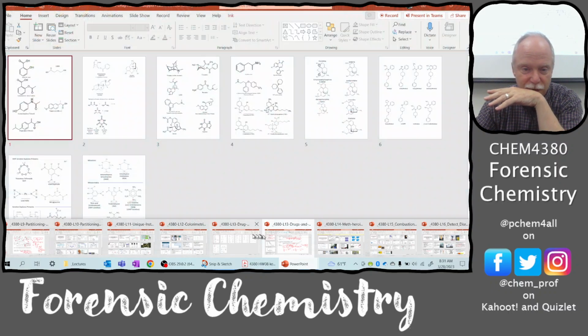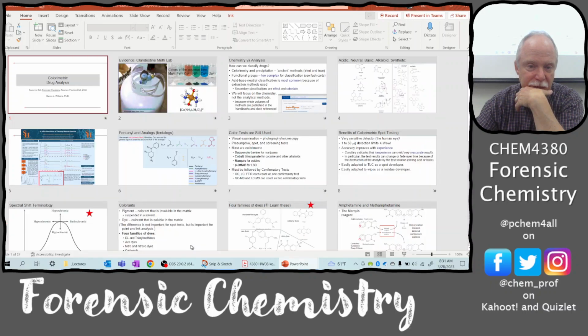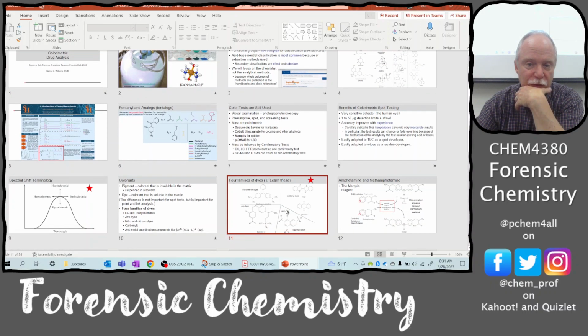And so let me find that. Here's the drug flashcards. I don't have the colorimetric compounds on here, okay? But they are in the lecture notes. So here are the 4 families of dyes.